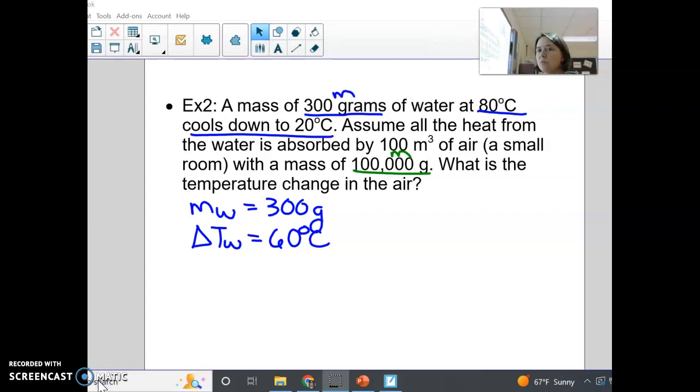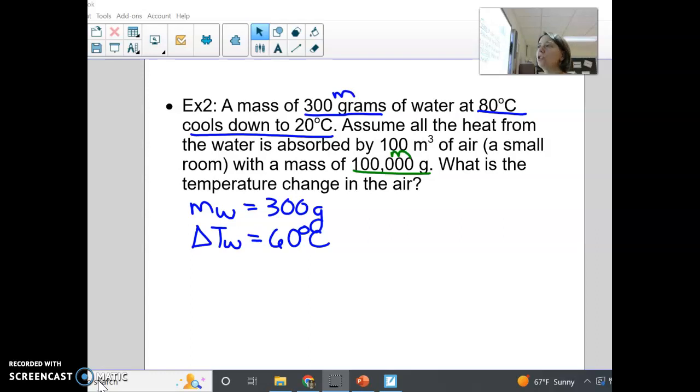So when we have two different substances, let's just stop and pause and try and figure out where we're at. It says, what is the temperature change in the air? But it gave us the temperature change of the water and the mass of the water. You're like, how could I even do this? Give up and go home?